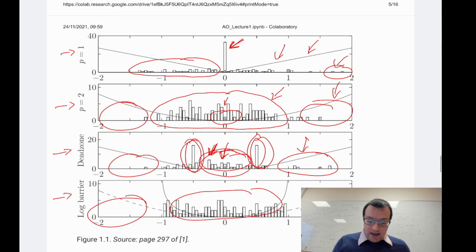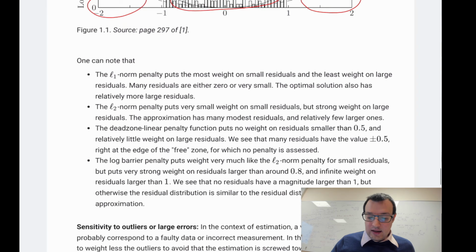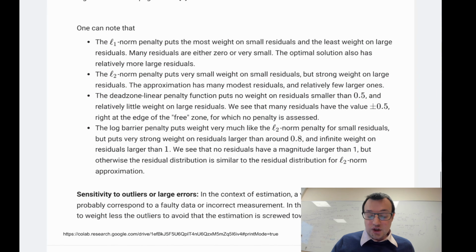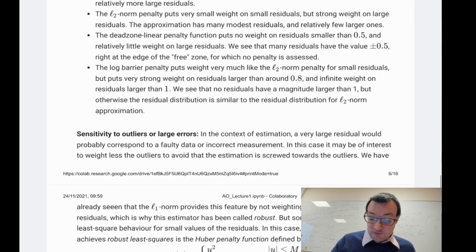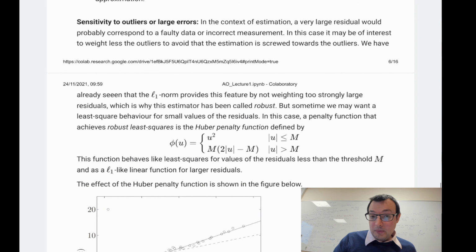And again, for the log barrier, we may have a case in which certain errors are totally unacceptable. You really care about the fact that you don't want large errors, and that's why you use a log barrier function. So the key message here is that picking the penalty function is part of the design of the problem. It's a choice that you make, and you should make this choice depending on what it is that you care about.